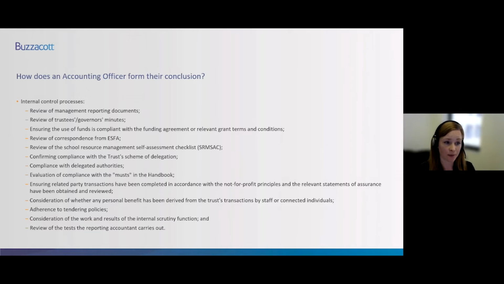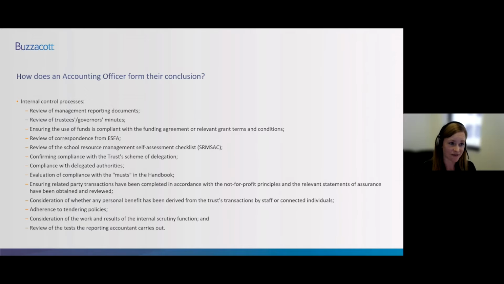We then have confirming compliance with the Academy Trust's scheme of delegation and compliance with delegated authorities. Part 5 of the Academy Trust Handbook sets out those delegated authorities and it details the areas that require prior ESFA approval, such as the acquisition or disposal of land, entering a property lease that is more than 7 years, entering any finance lease, writing off debts over 45,000, severance payments over 50,000, or indeed any novel or contentious transaction.